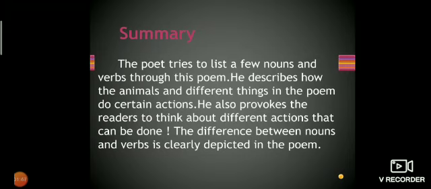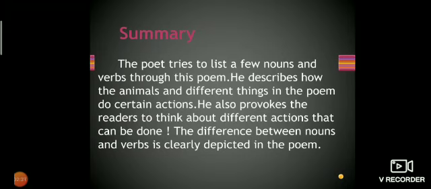He also provokes the readers. Provokes means a reaction, tries to involve the readers. Who are readers? Means we who are reading this poem, to think about different actions that can be done. Okay students? By the representation of the poet, we clearly understood the difference between nouns and verbs. Okay. So this is the summary.